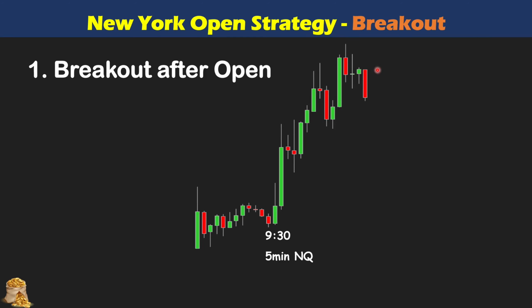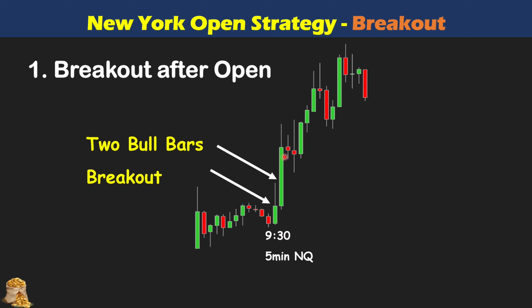Let's take this chart for example. This is a very good New York Open strategy for breakout. Right after 9:30, we can see that there are 2 consecutive bull bars breaking out to the upside. These 2 bull bars are getting bigger because the second bar is larger than any of the bars on the left. And then, even though there are tails at the top, this is still a very strong breakout of bull bars.